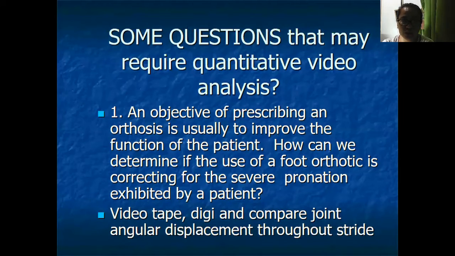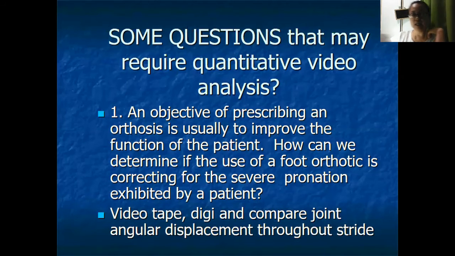So how can we determine if the use of foot orthotics is correcting the severe pronation exhibited by a patient? These are some of the disabilities that may be present. These are the club-footed individuals that are born naturally with this formation, and by using this orthotic correction, they can make their foot straighten. So this is more on the qualitative analysis.